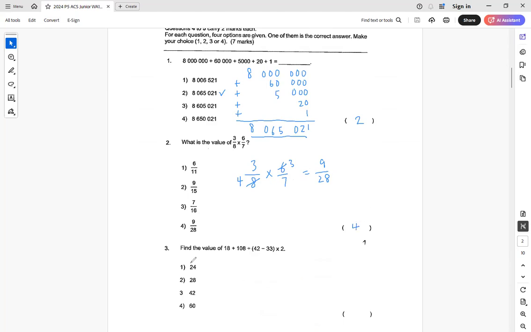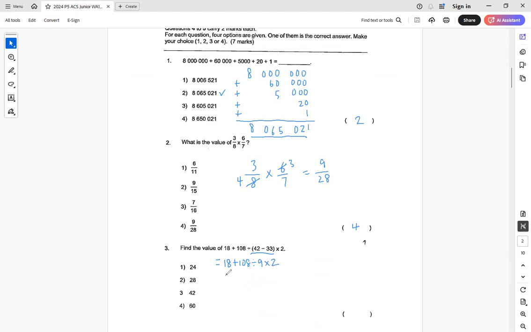So question 3, find the value of 18 plus 108 divide by 42 minus 33, there's a bracket here, times 2. Okay, so based off your order of operations, right, we have to do the brackets first. So I will underline the one that I'm going to do first. The rest that I'm not doing, I'll just copy down. So it'll just be 18 plus 108 divide by, so 42 minus 33 will give us 9. Next, the times 2, I'm just going to copy down.